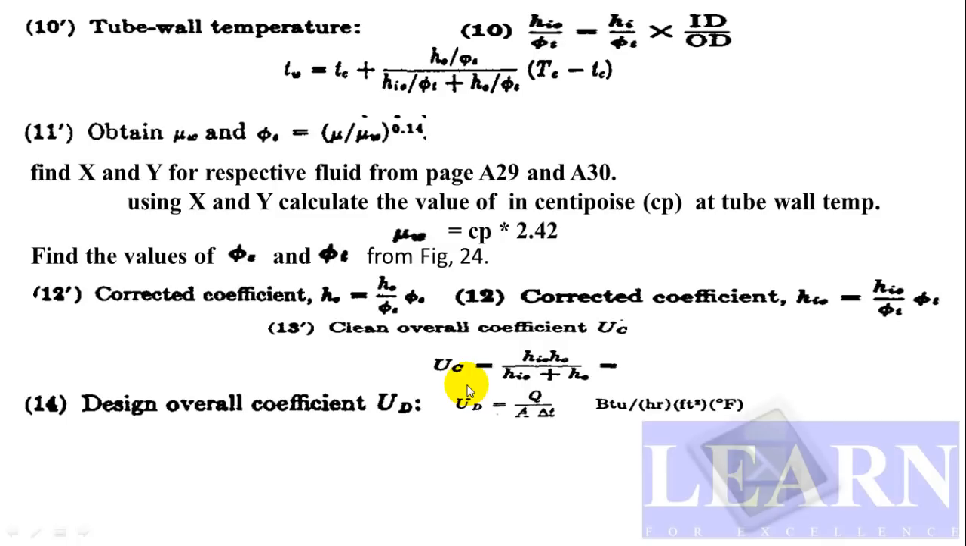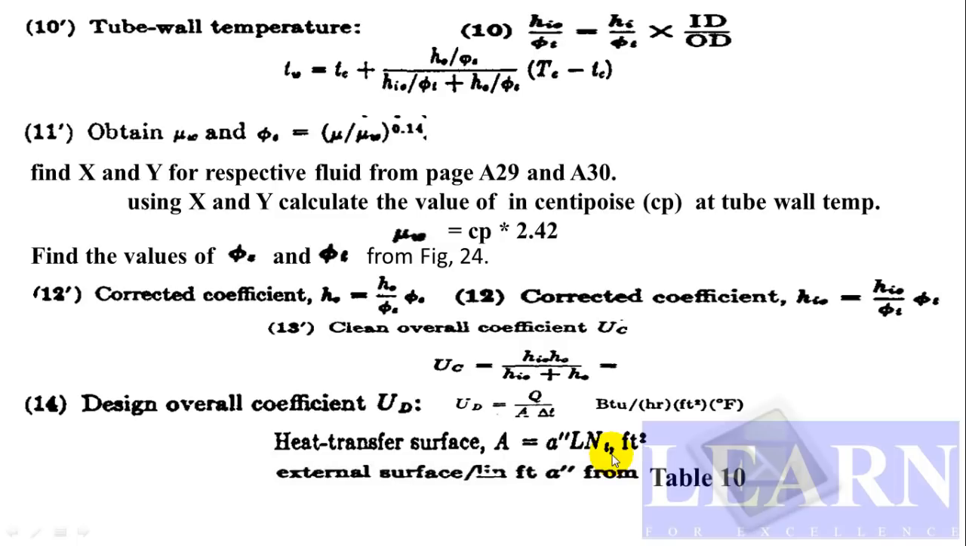Next, in order to find the design overall coefficient, we need to know the heat transfer area. Heat transfer area A is given by A double dash into L into NT. L is the length of the tubes, NT is the number of tubes, and A double dash can be calculated from table 10, which gives the external surface area per foot. After that, we find the dirt factor, RD. That will be the final step.